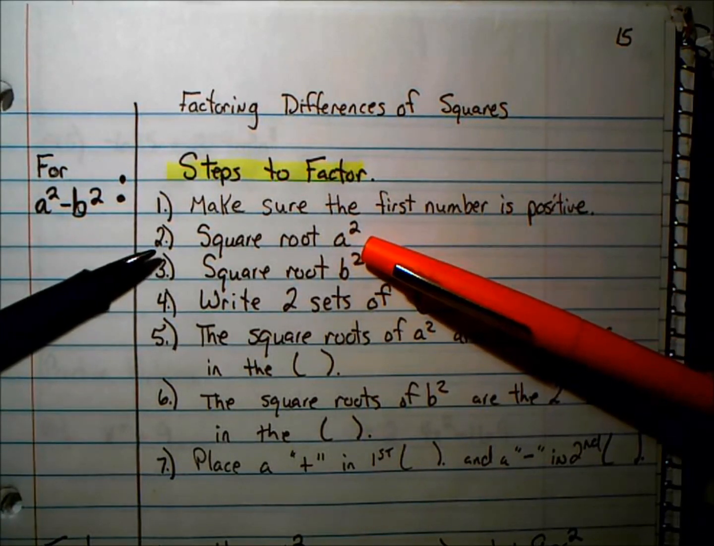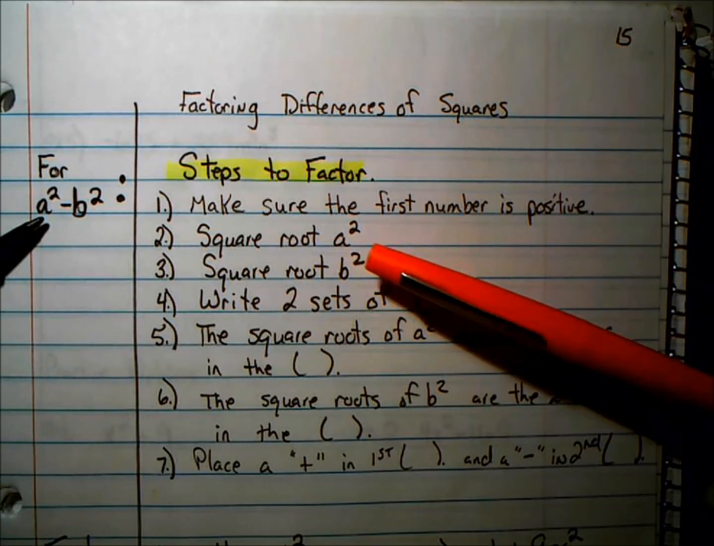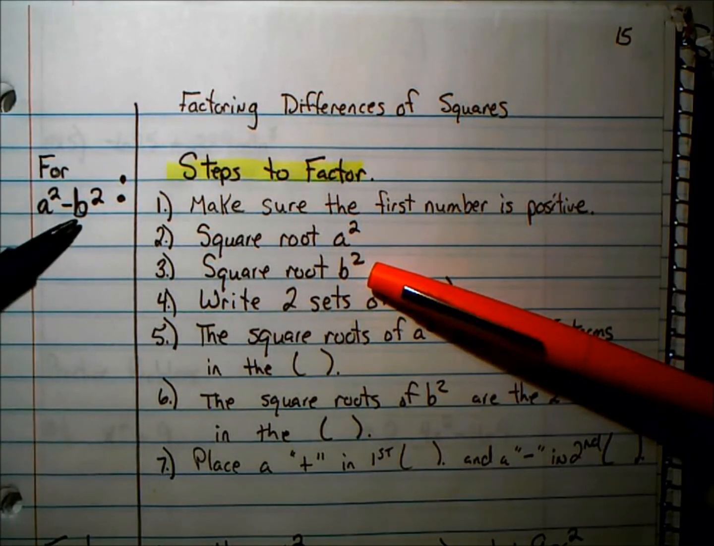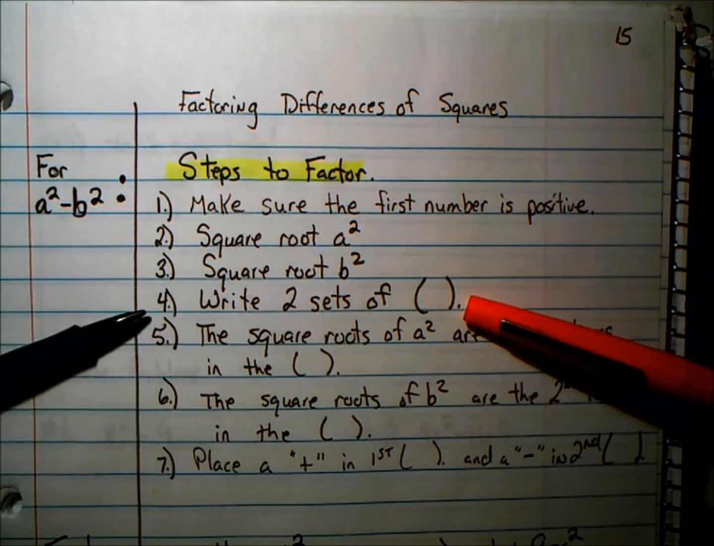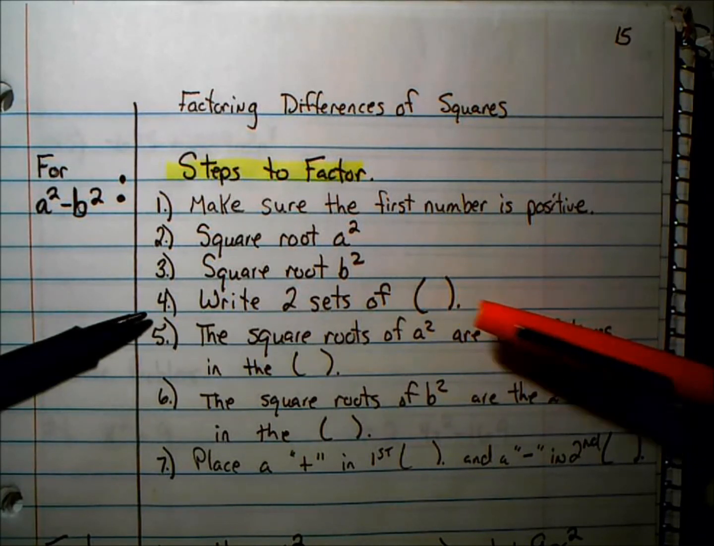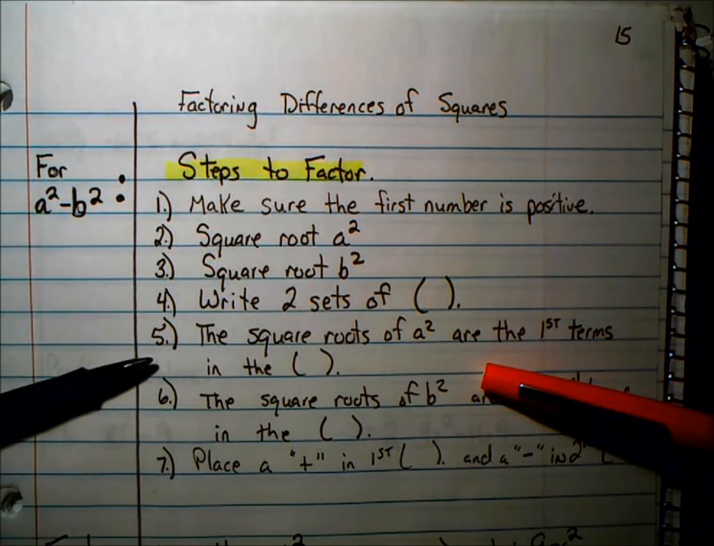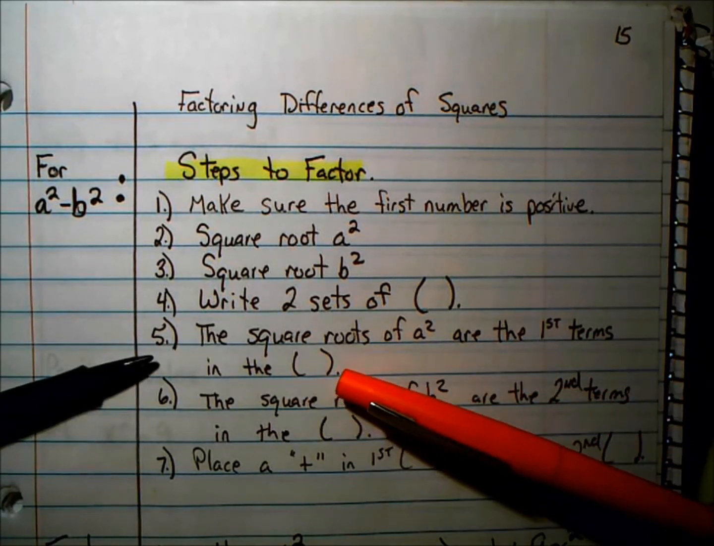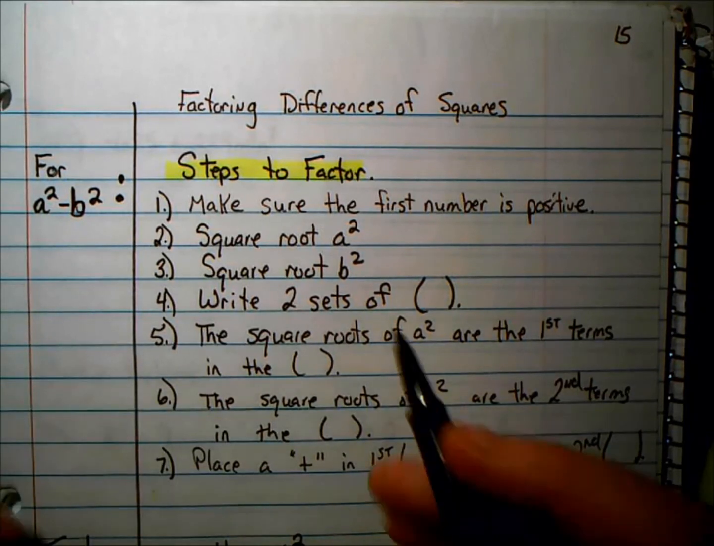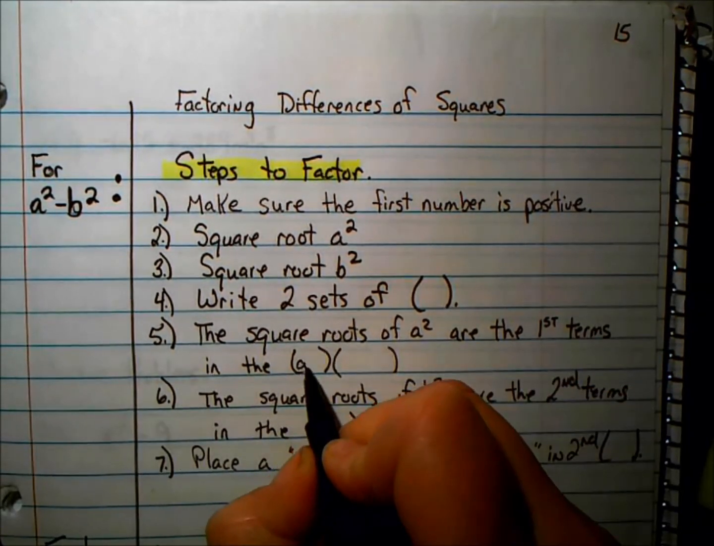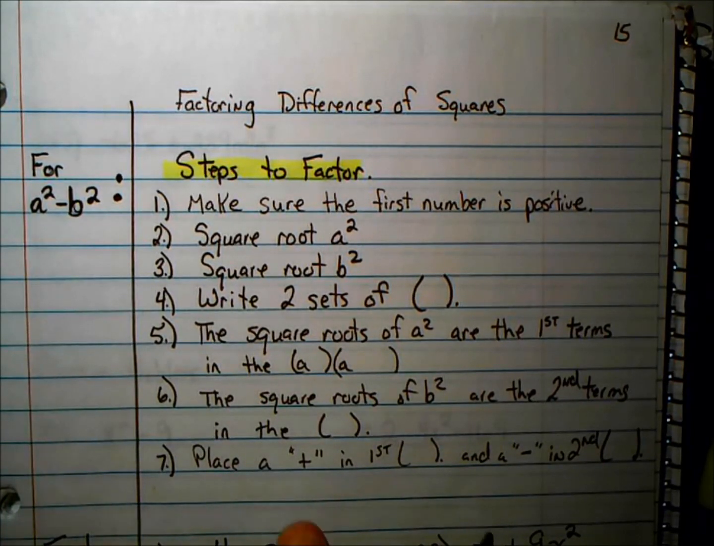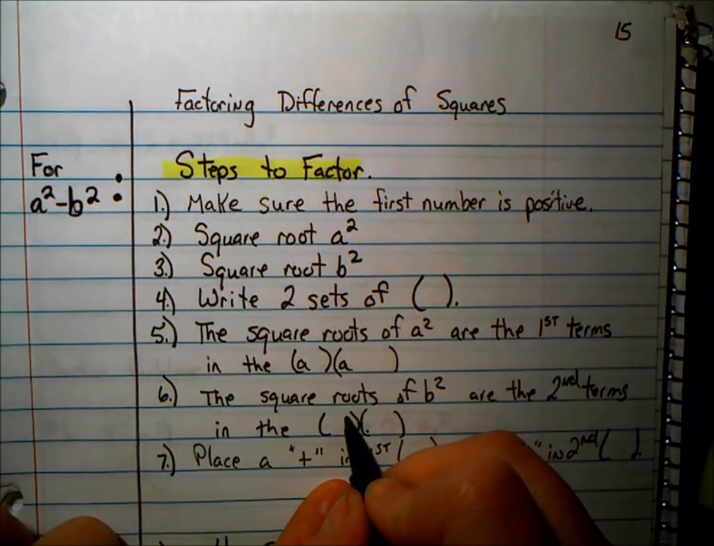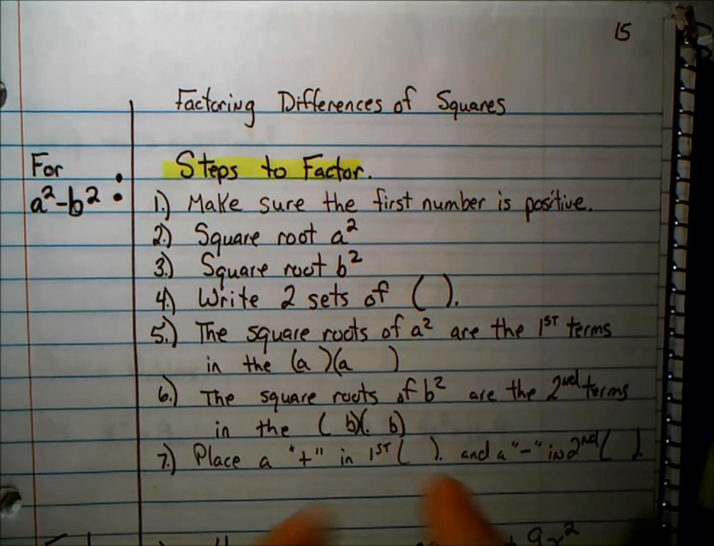On step 2, we want to take the square root of the first term, and then we want to take the square root of the second term, so we have the factors that are perfect squares. And then we're going to be writing 2 sets of parentheses for our binomials being multiplied. It's like the opposite of FOIL. And then on step 5, inside the parentheses, we actually have 2 parentheses. Let me put a second one there. The A's will go in the first position, and then on step 6, the B's go in the second position of your binomials.